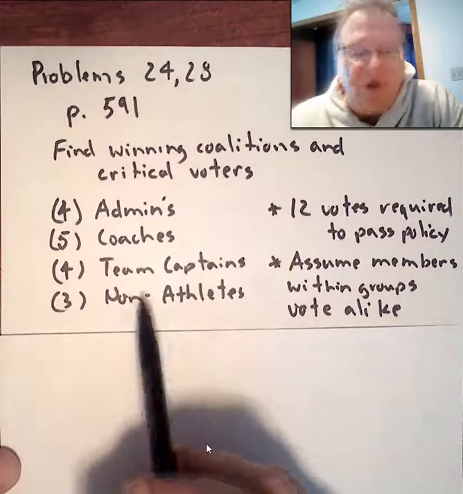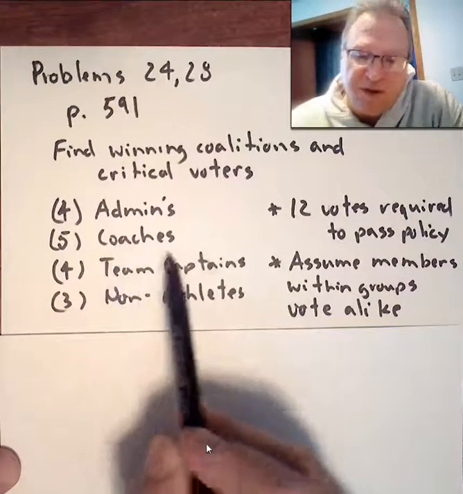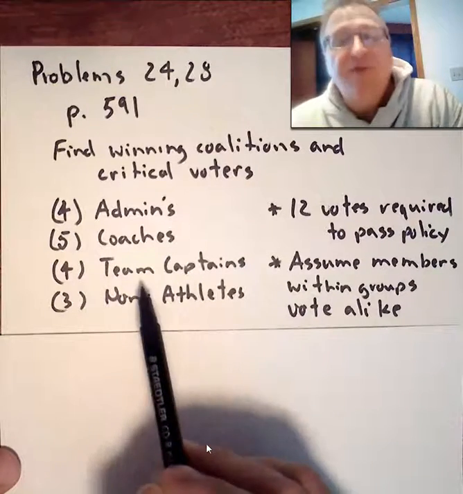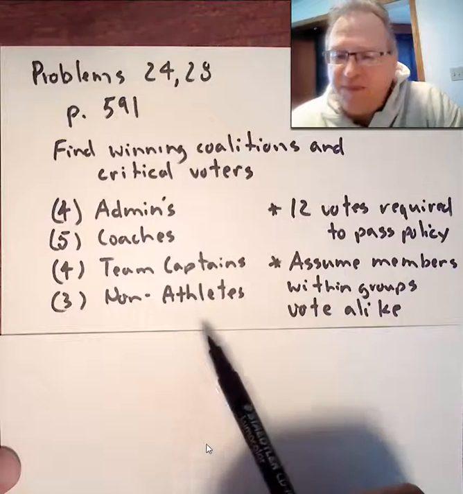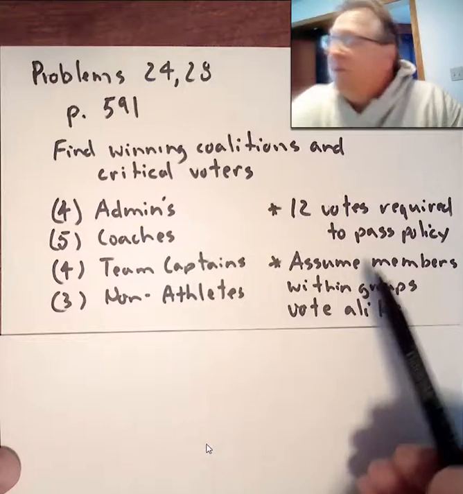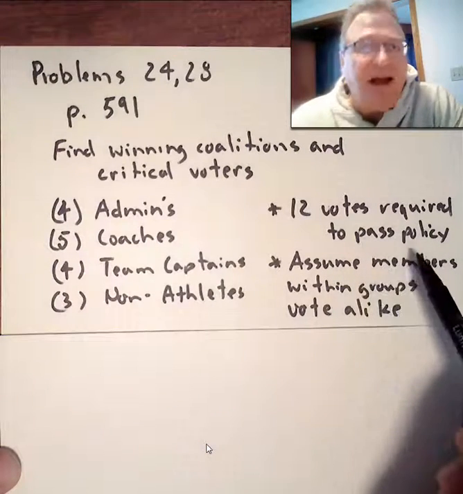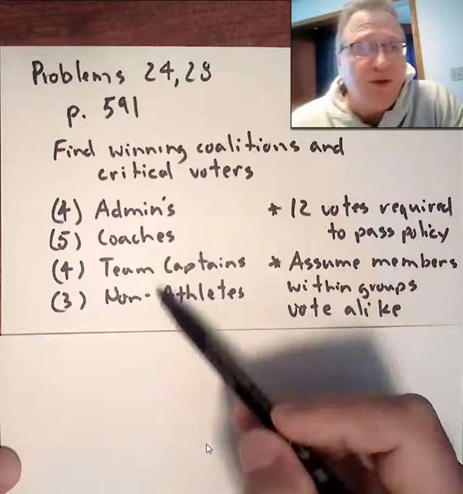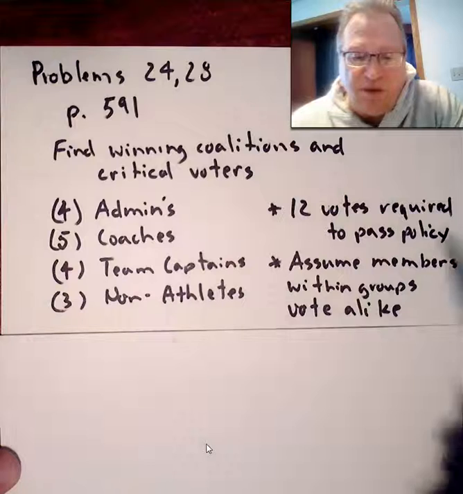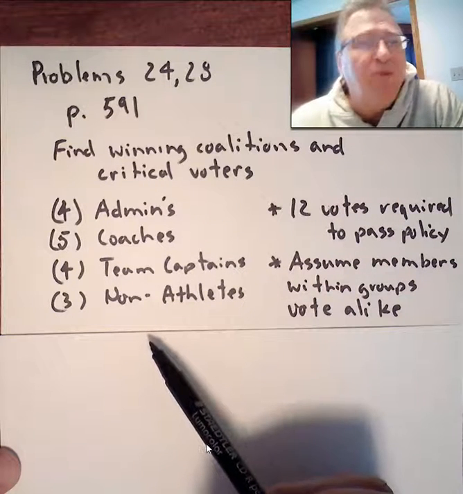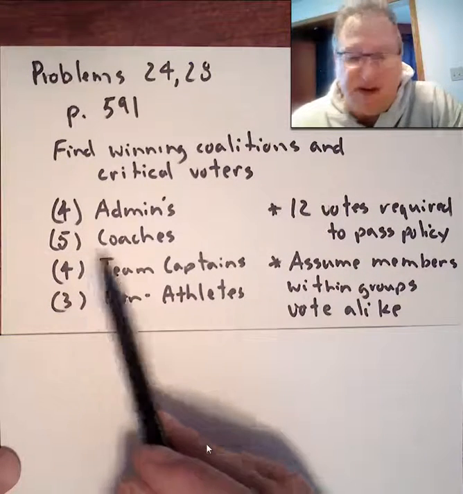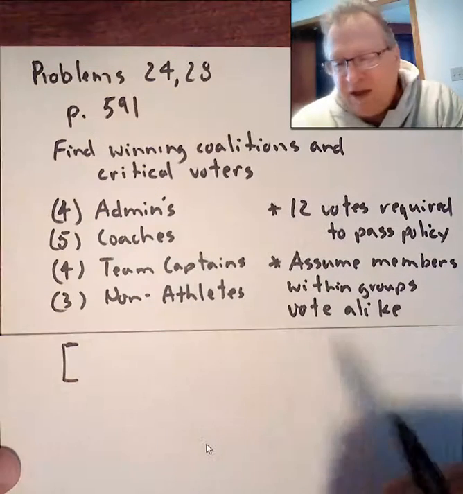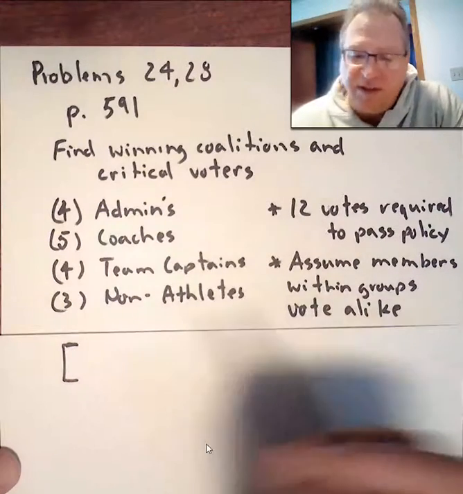We have 4 groups of people: administrators, coaches, team captains, and non-athletes. There's 4 administrators, 5 coaches, 4 team captains, and 3 non-athletes. They're voting on some resolution, and it takes 12 votes to pass this resolution or policy, and we are to assume that members within these groups all vote alike, which means who has the most weight among the group? Well, certainly the coaches do. They carry 5 votes.